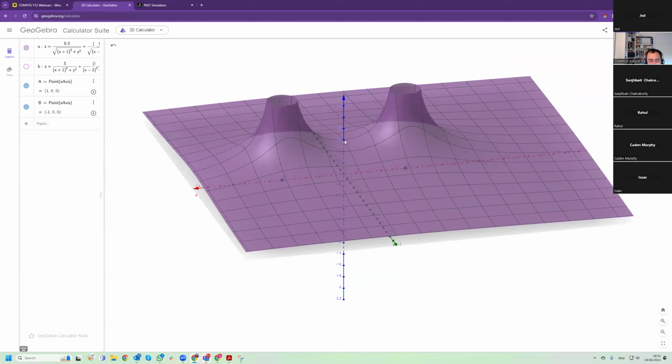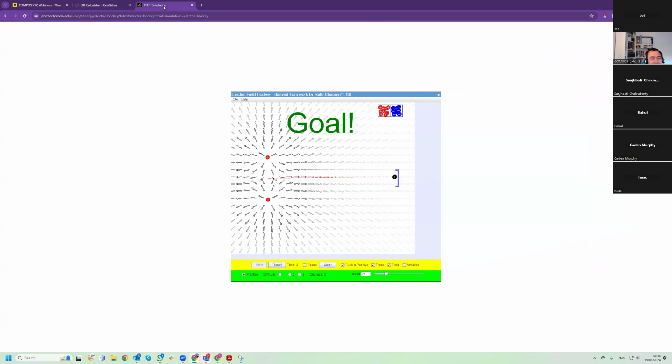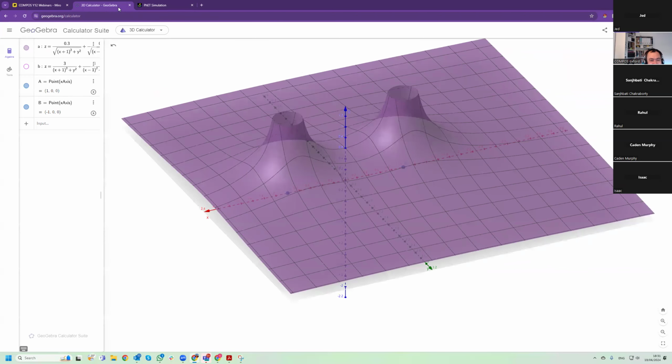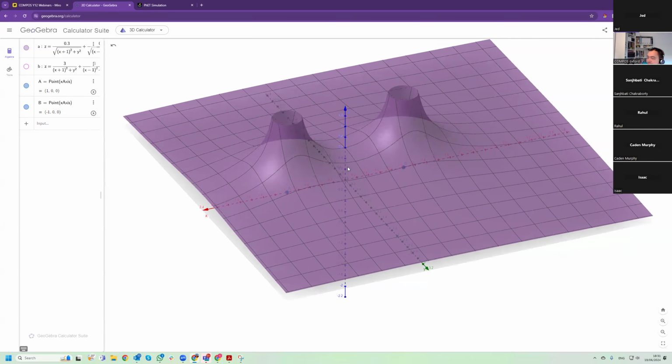It's impossible to place it right in the middle because that will violate Heisenberg's uncertainty principle. Anyways, these are the charges and this is the field. The height is the potential. The height of this surface above the ground is the potential of that field, if that makes sense.